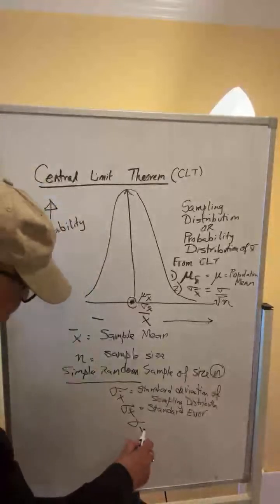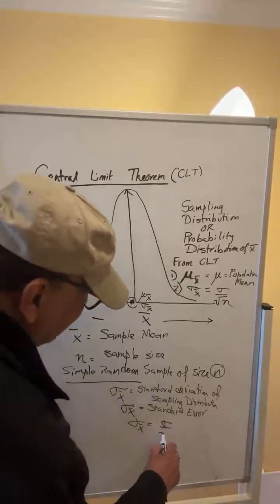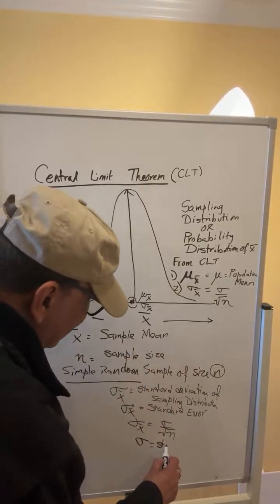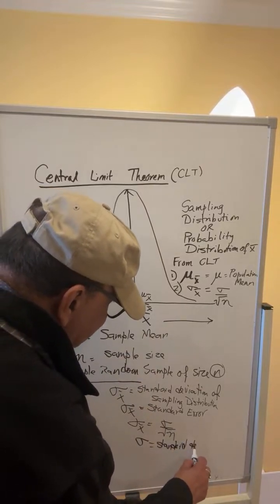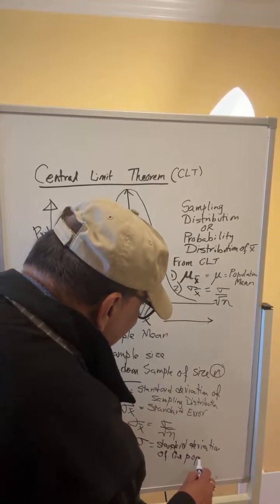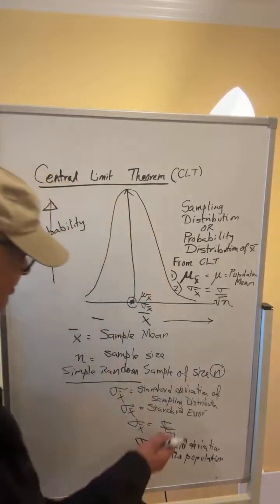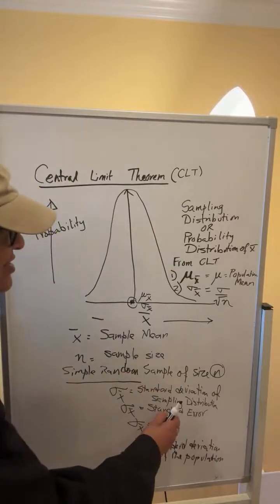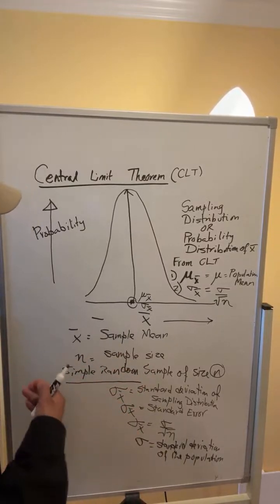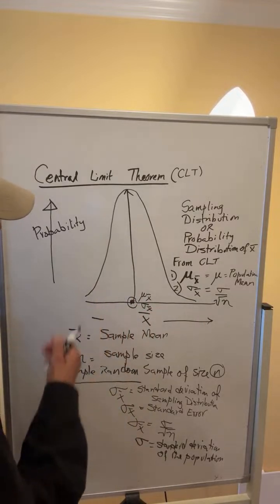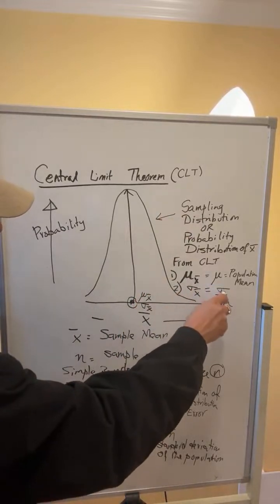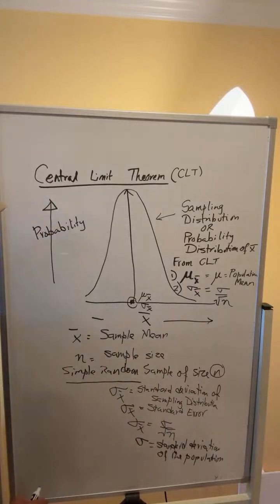And sigma X bar is given by sigma divided by square root of n. I have already introduced you to n as the sample size. What is sigma? Sigma is the standard deviation of the population. Since we are dividing the standard deviation of the population by the square root of the sample size, the standard error or sigma X bar will be less than the population standard deviation. So this is what the central limit theorem for sample means is all about. It's a bell-shaped distribution. Its center, where the relative frequency or probability is highest, is equal to the population mean, and its standard deviation is equal to population standard deviation divided by square root of n.